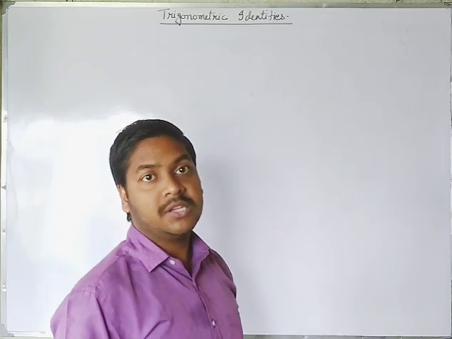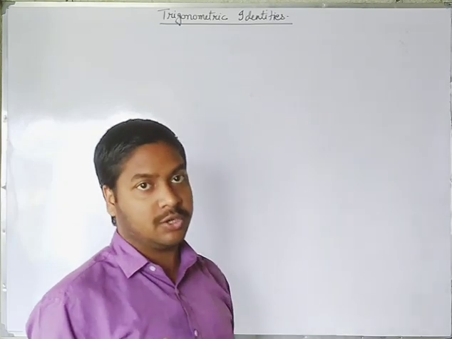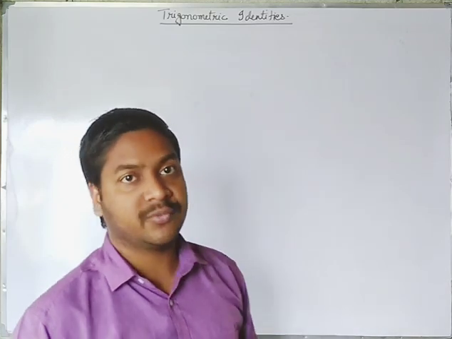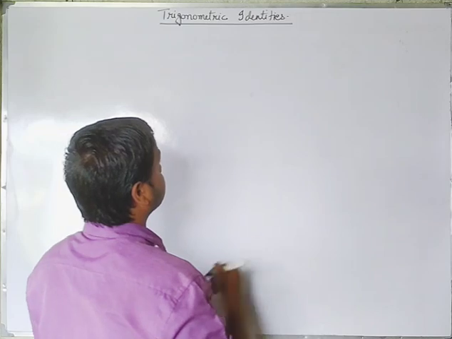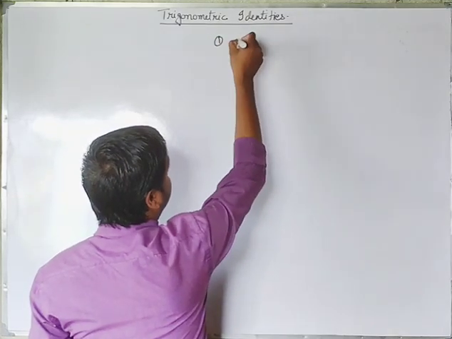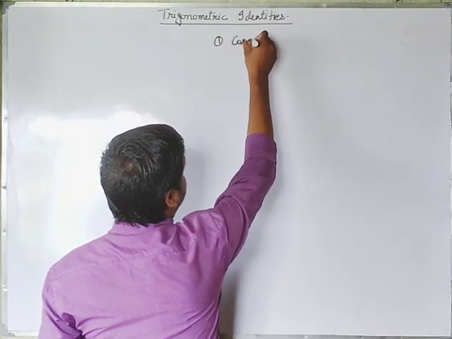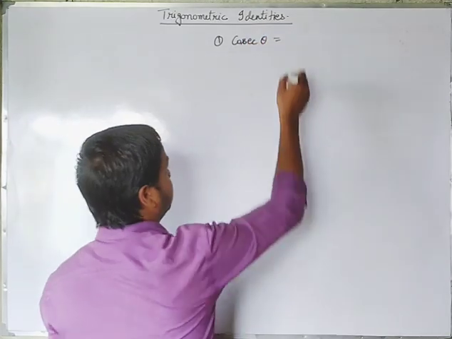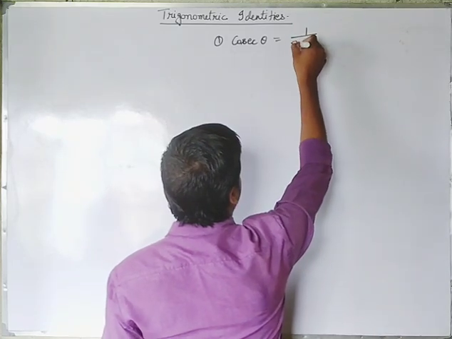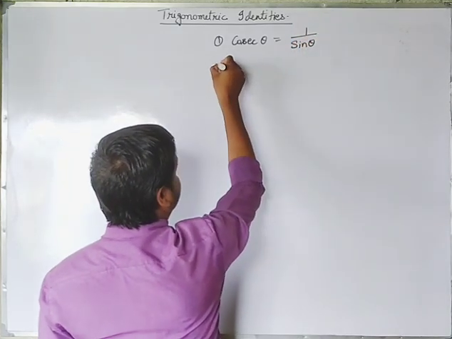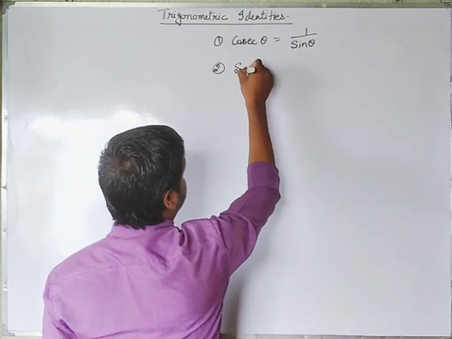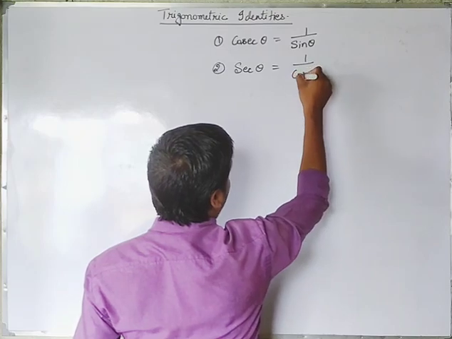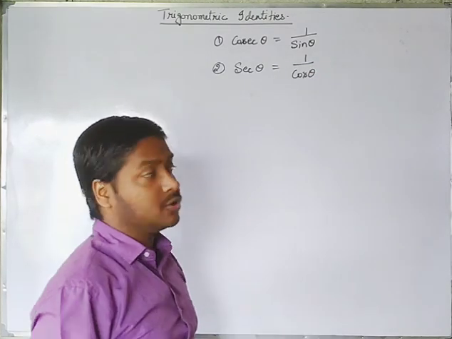The first formulas are the reciprocal terms, that is, which trigonometric ratio is opposite to which one. First formula I will give you is for cosec. Cosec theta. Cosec is opposite of sine, so cosec theta can be written as 1 by sin theta. Second one is sec theta. Sec theta can be written as 1 by cos theta, because sec is opposite of cos.